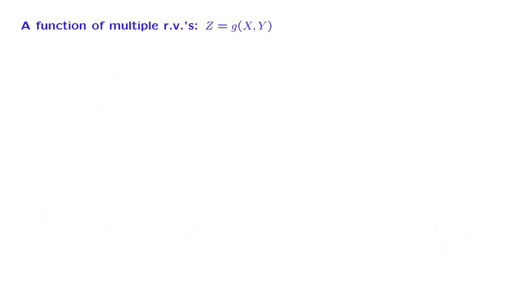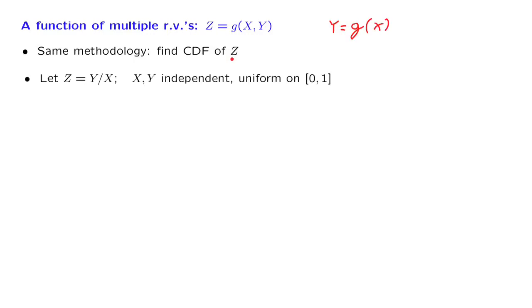In all of the examples that we have seen so far, we have calculated the distribution of a random variable Y, which is defined as a function of another random variable X. What about the case where we define a random variable Z as a function of multiple random variables, for example, as a function of two random variables? How can we find the distribution of Z? The general methodology is exactly the same. We somehow calculate the CDF of the random variable Z and then differentiate to find its PDF. Let us illustrate this methodology with a simple example.